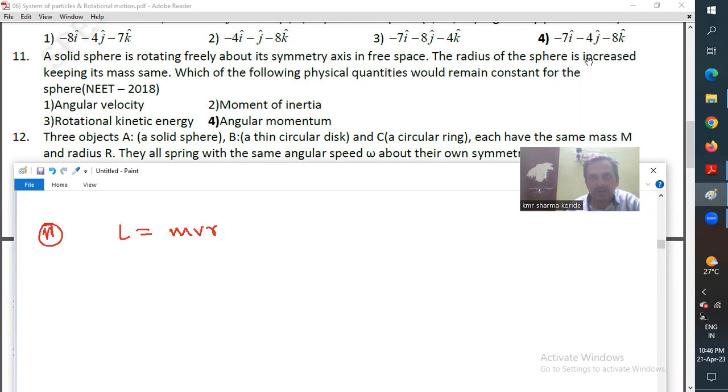What they mentioned is that the radius is increased, keeping its mass the same. So if the radius increases, there is a change here. But finally, V may be decreased or may be increased, but the total angular momentum remains constant. So therefore, angular momentum remains constant.